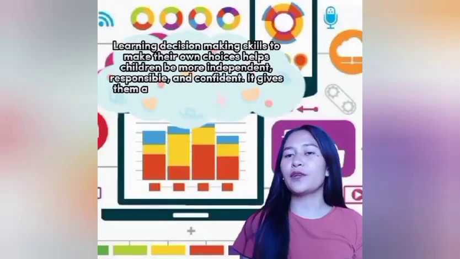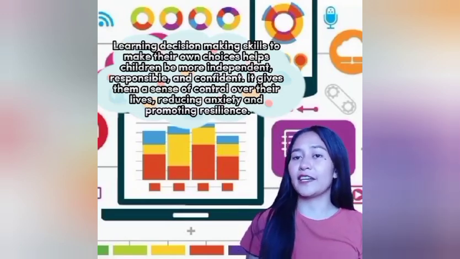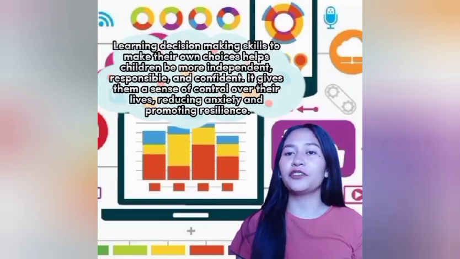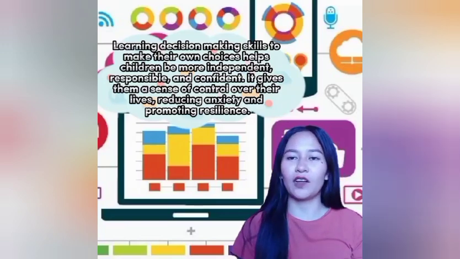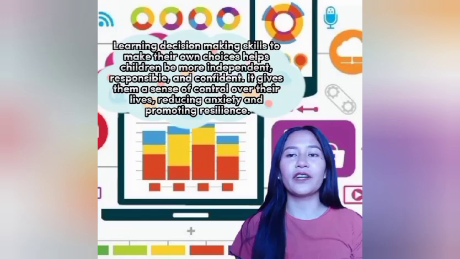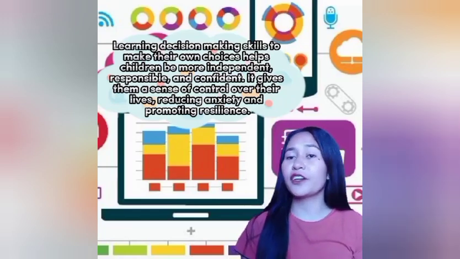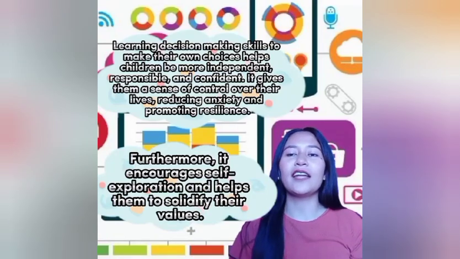So, extent of students' involvement in decision making. Learning decision making skills to make their own choices helps children or students be more independent, responsible, and confident. It gives them a sense of control over their lives, reducing anxiety and promoting resilience. Furthermore, it encourages self-exploration and helps them to solidify their values.